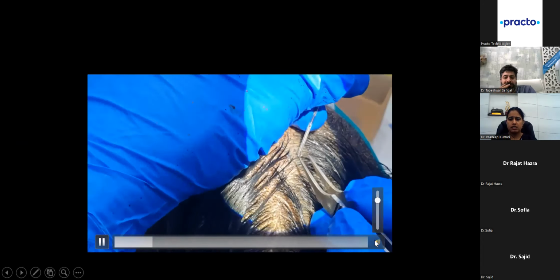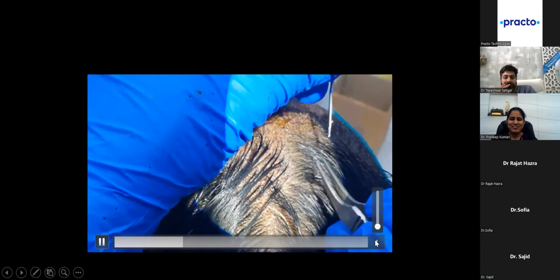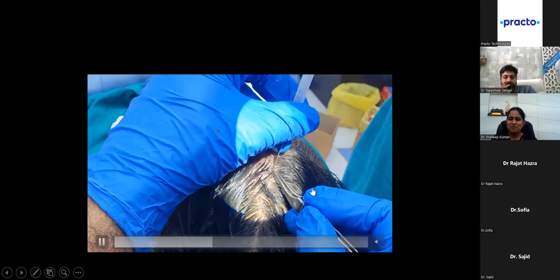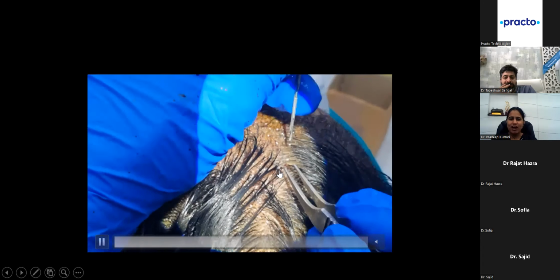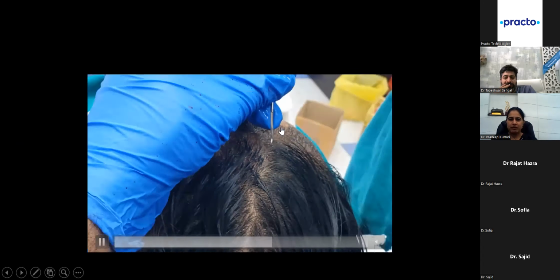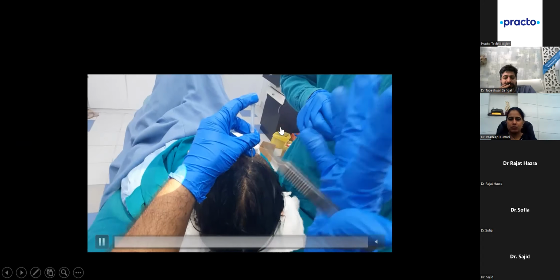Then second is this. So this was the music in the background, because hair transplant is a long hours procedure. So we implant directly and then we move on to the other areas.